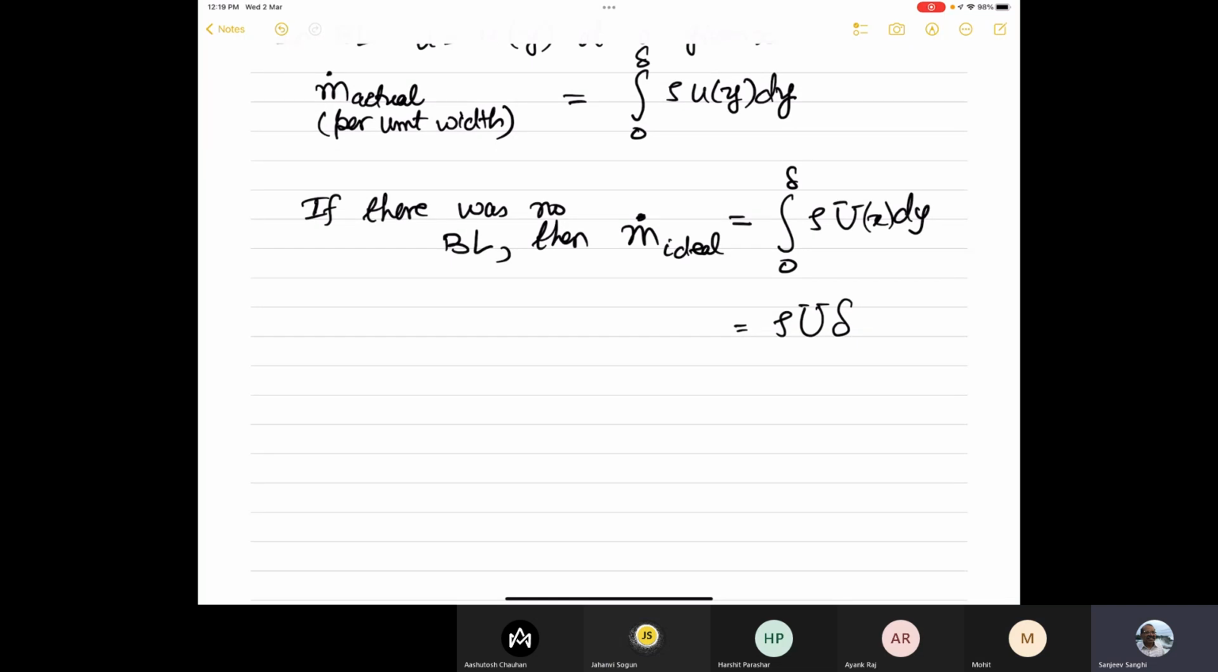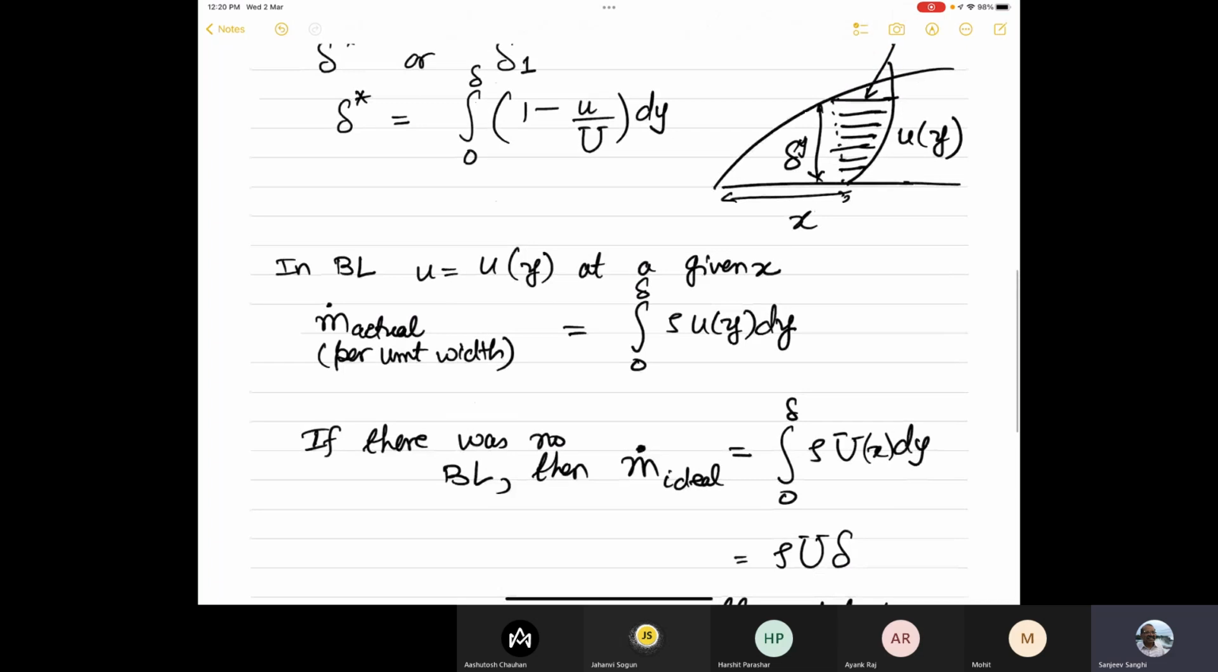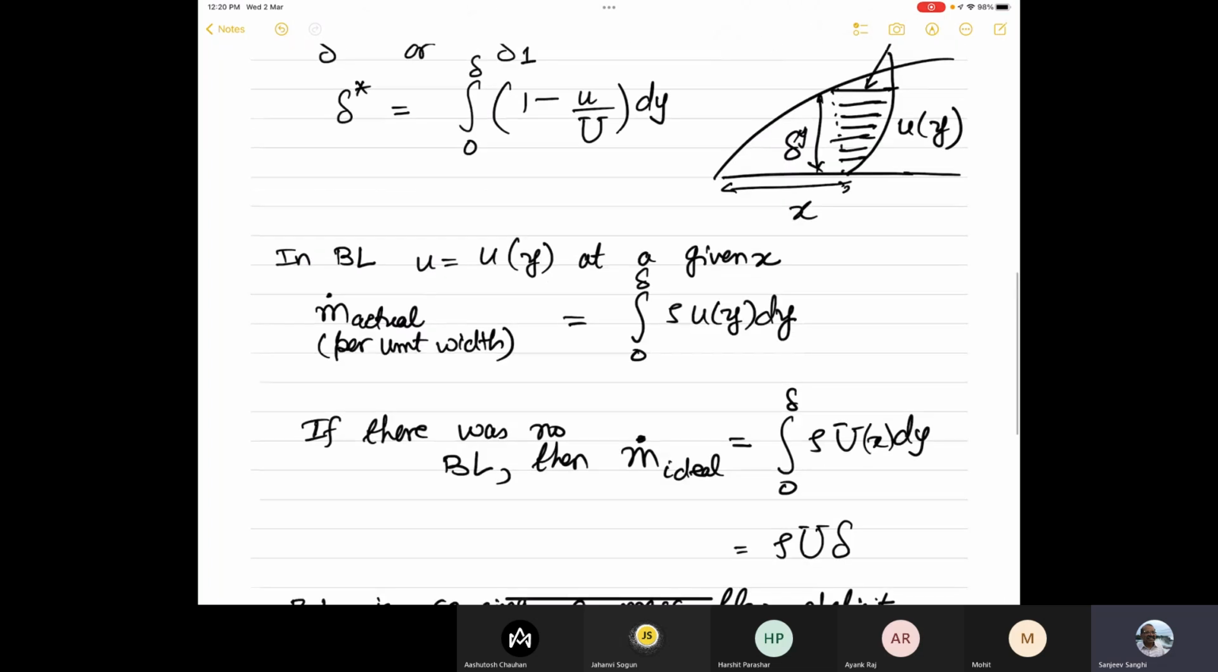So now one can think of the boundary layer as causing a mass flow deficit. The actual mass flow, if there was no boundary layer, would have been rho capital U dy. And in this figure, how would I show this rho capital U delta? What will this be in this figure? A rectangle. It will be a rectangle.